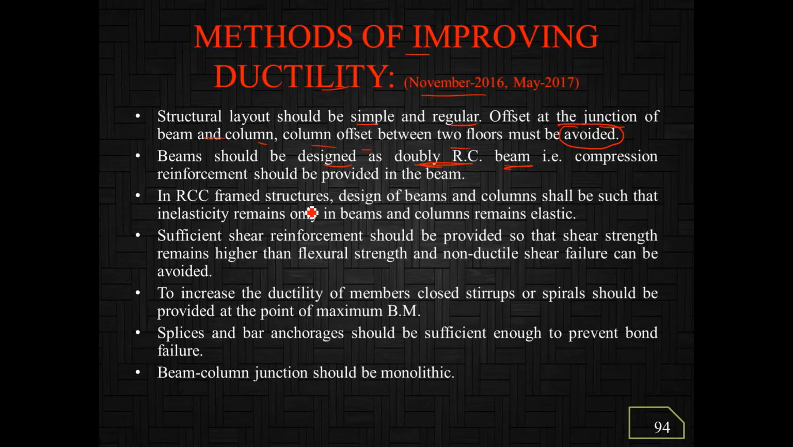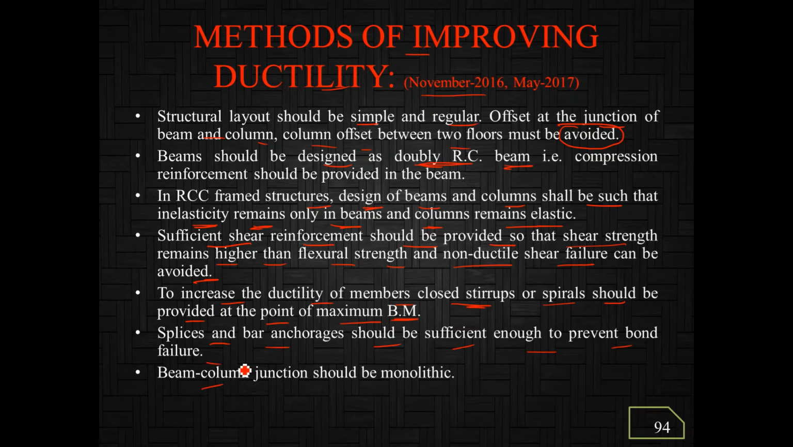In an RC frame structure, the design of beam and column shall be such that inelasticity remains only in the beam and the column remains elastic. Sufficient shear reinforcement should be provided so that shear strength remains higher than flexural strength and non-ductile shear failure can be avoided. To increase the ductility of the member, closed stirrups or spirals should be provided at the point of maximum bending moment. Splices and bar anchorage should be sufficient to prevent bond failure.